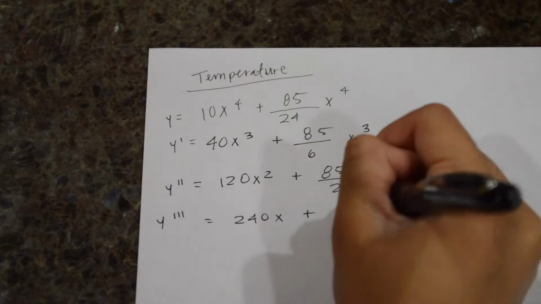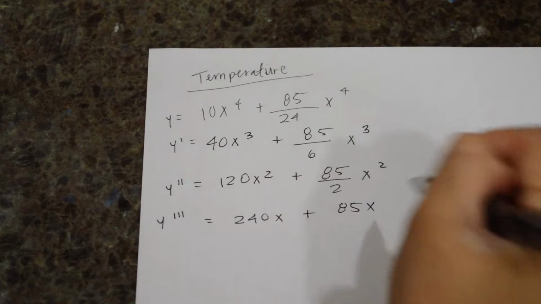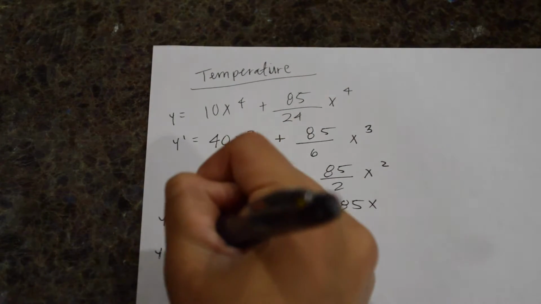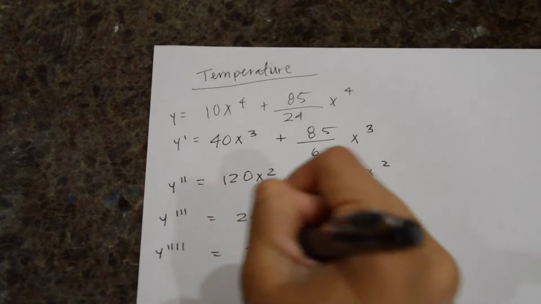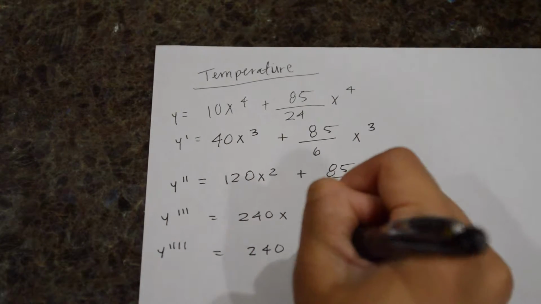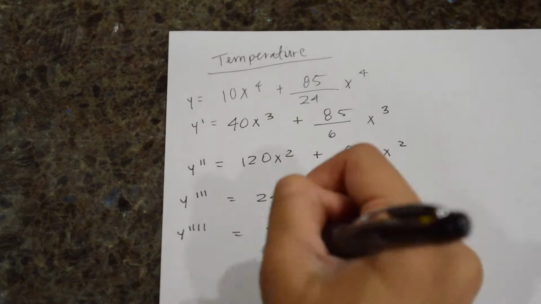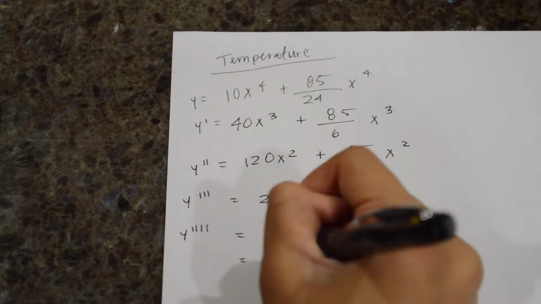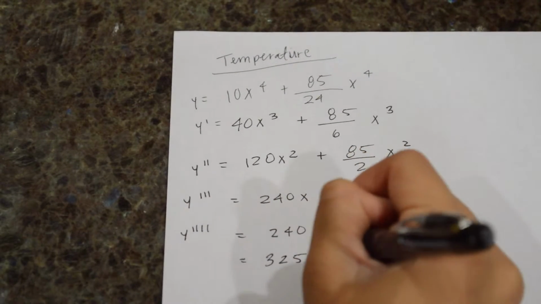plus 85x. And the fourth derivative would just be 240 plus 85. And that would give you 325 degrees Fahrenheit.